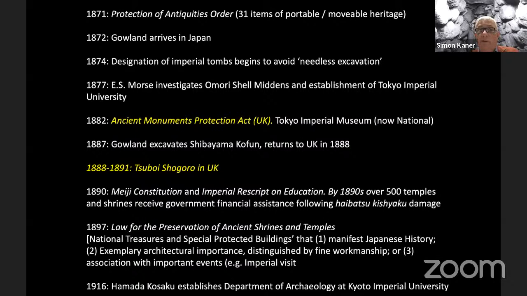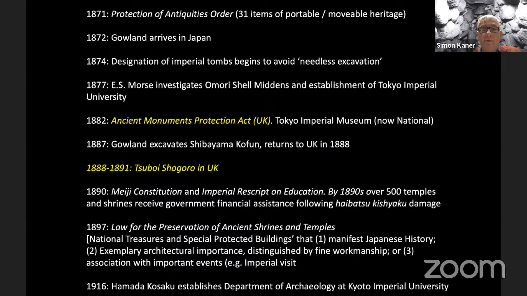Gowland himself arrives in 1872. And from 1874, just two years after his arrival, we start to find that imperial tombs, or tombs of imperial ancestors, start to be identified, designated, and set aside, managed by the predecessors of what is now the Imperial Household Agency. And thereby lie some of the seeds of the great controversy that surrounds the Kofun tombs, or many of the Kofun tombs today, that I'll come back to in a little bit.